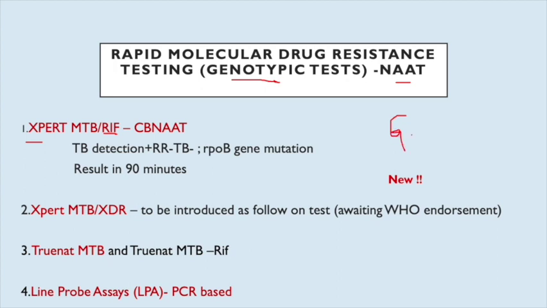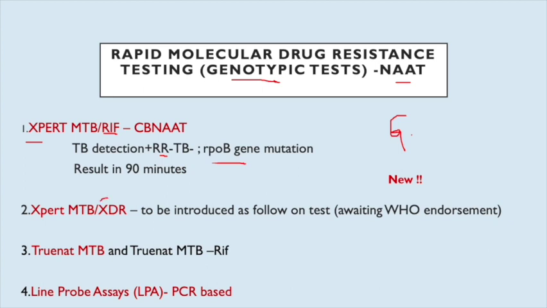So the genotypic test detects TB. It tells us if TB is positive, and it also tells us if rifampicin is resistant. Only rifampicin resistance is told in this test, and it is based on rpoB gene mutation. Results are quick. You can get the results in 90 minutes from the lab.